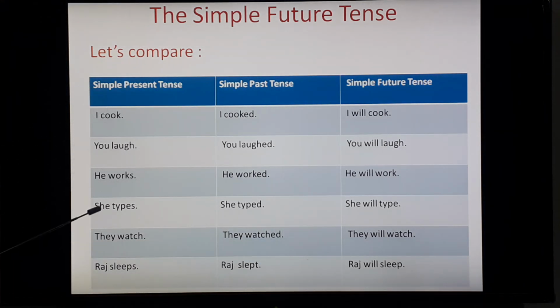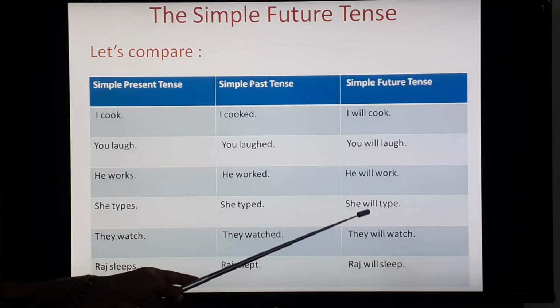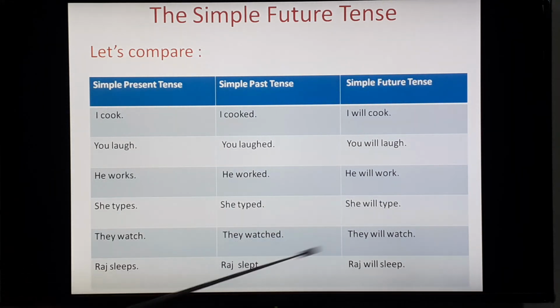Simple present tense, she types. Why she types? S is given because this is third person singular she. That is why types. Simple past, she typed, V2 form. Simple future tense, she will type. Will auxiliary, type, V1 form.